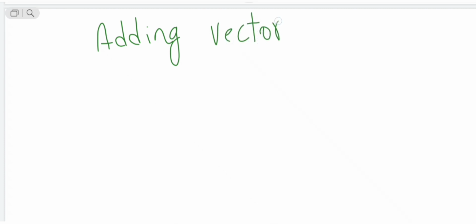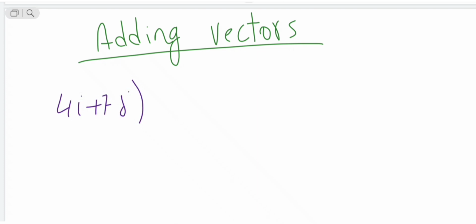Okay, look here now. Adding vectors. To add two different vectors, we have two different methods. One is a written method, the mathematical way. The second one is by using a grid, the graphical way. Look here, for example, we have a question: 4i plus 7j plus minus 2i plus 5j.